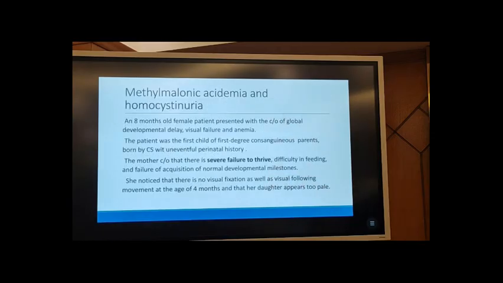Another case, of methylmalonic acidemia and homocystinuria. How do these patients present? This was an 8-month-old female. Main presentation: global developmental delay, visual failure, and anemia. The patient was a first child of consanguineous parents. The main complaint of the mother was severe failure to thrive, difficult feeding, and failure of acquisition of normal developmental milestones. In addition, at the age of 4 months, the child should track the visual field. She noticed that there was no visual fixation and no visual following movement. So we also had a problem in the eye.